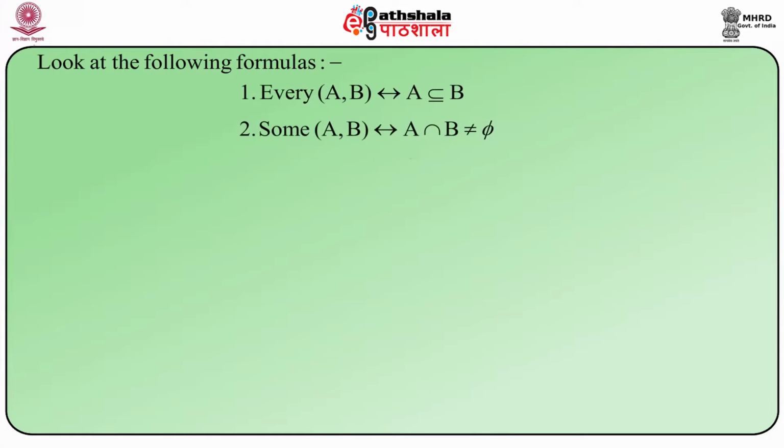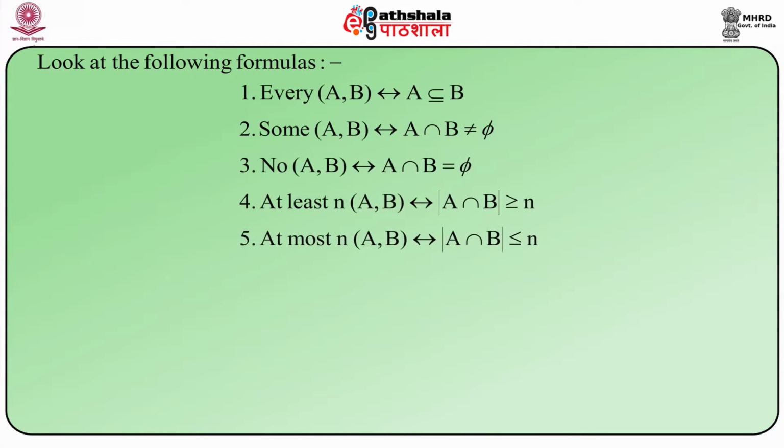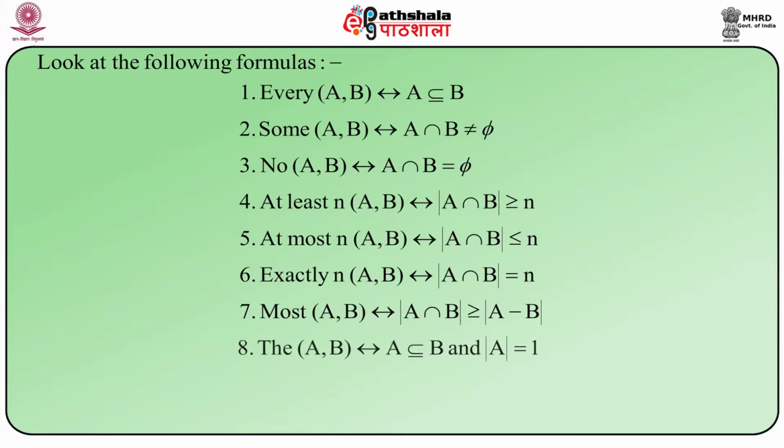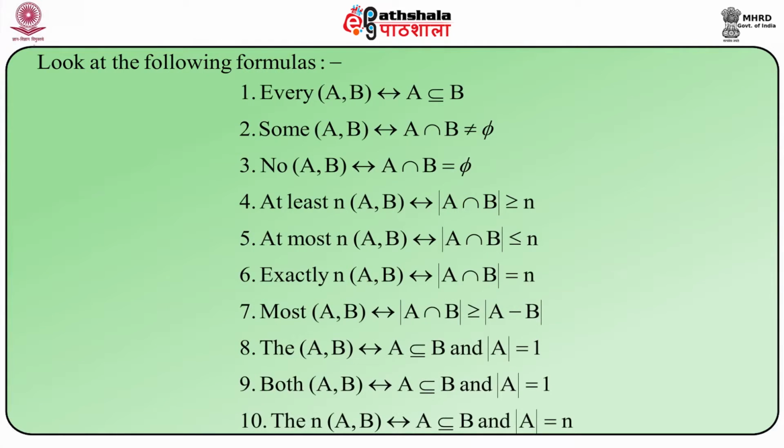So here's what we have. Let's look at the following formulas. Every A is a B is true if and only if A is a subset of B. Some A's are B's is true if and only if A intersection B is not the empty set. No A's are B's is true if and only if A intersection B is the empty set.